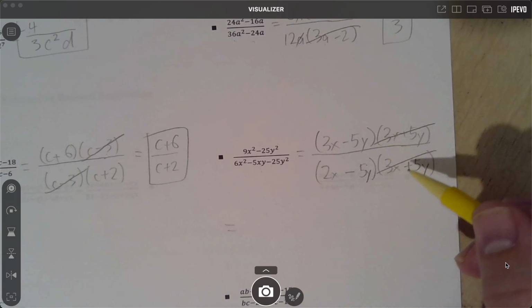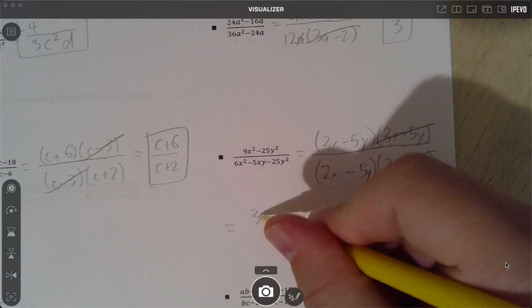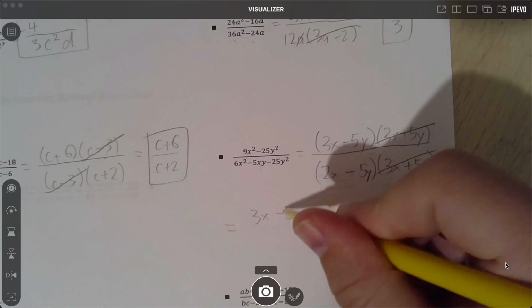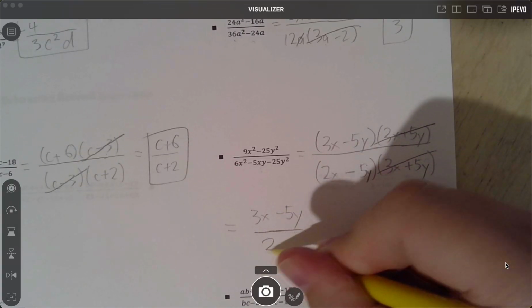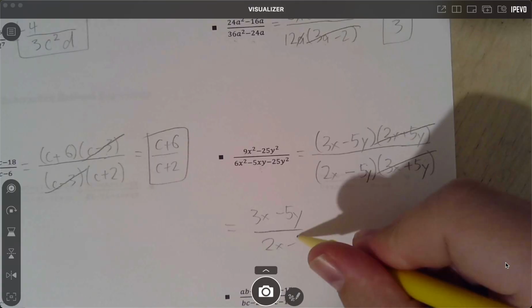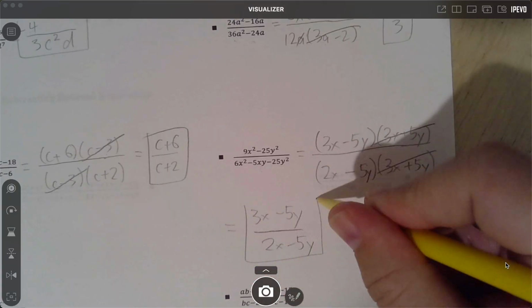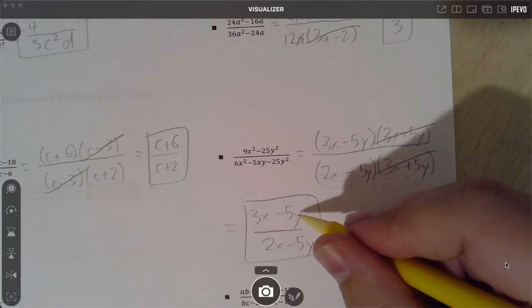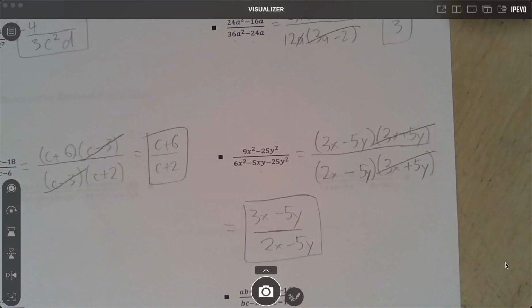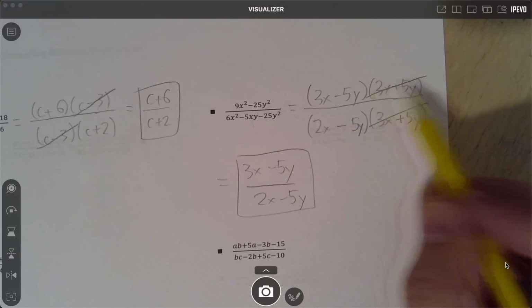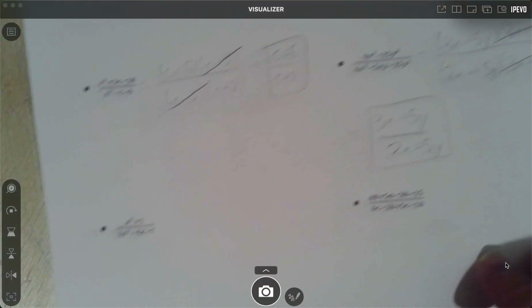They're factored out, multiplying everywhere, so they cancel, so we're left with 3x minus 5y over 2x minus 5y. Again, don't cancel out those negative 5y's because they are not multiplying together, they are subtracting from a 3x and from a 2x. And if they're not entirely multiplying to everything, they cannot cancel.